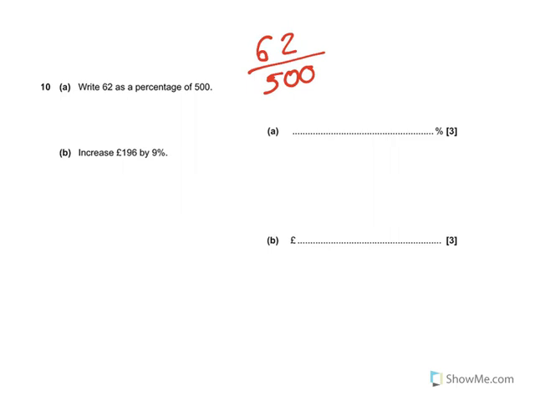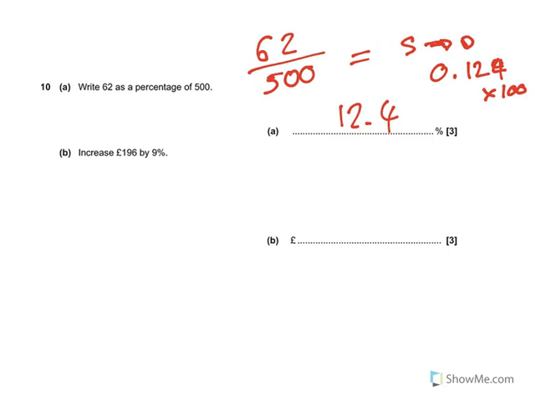62 out of 500. Press equals. Again, if it gives your answer as a fraction again, remember to press the S to D button on your calculator and you will get the number 0.124. That is a decimal number. To change that to a percentage, you times it by 100 and that gives us 12.4%.